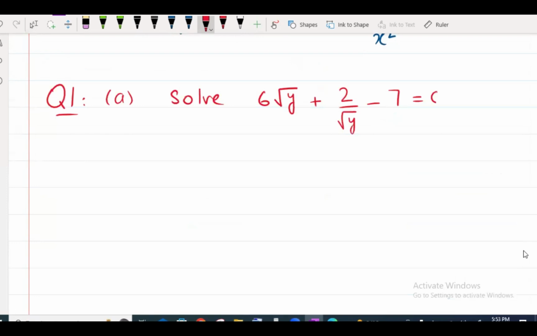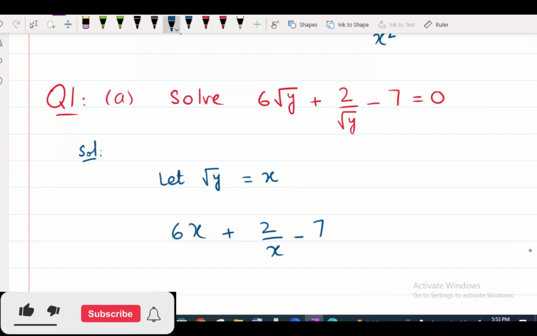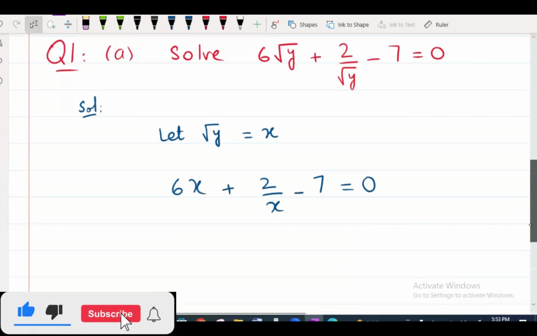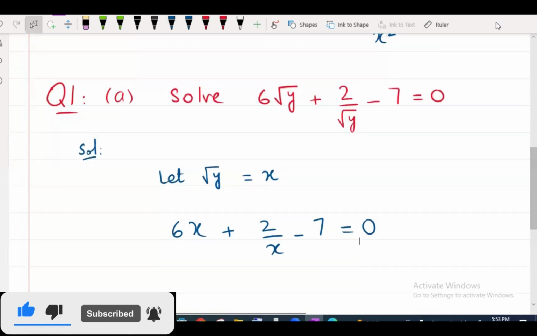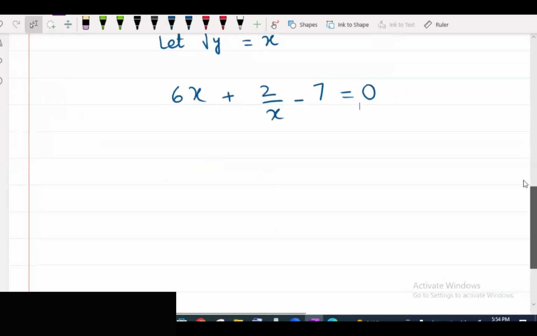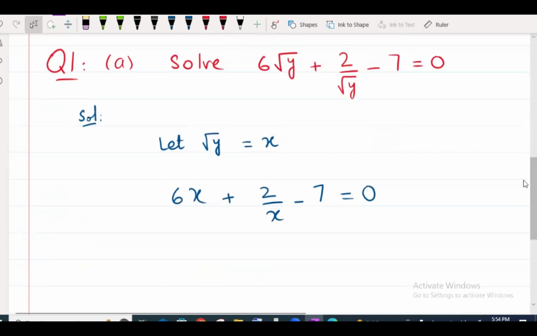Okay. Listen, in this type of equation, what will you do? You have to assume square root y as a new variable, right? Let's assume square root y equals to x. All right. When you assume square root y equal to x, the whole equation will transform into 6x plus 2 upon x minus 7 equals to 0. Aryan, clear till now? The equation has been transformed.